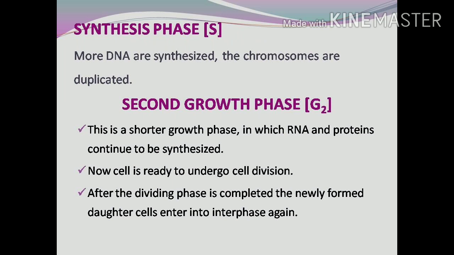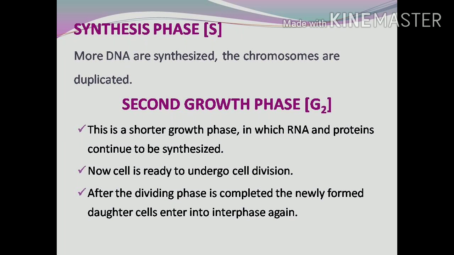Next, the synthesis phase, or S. More DNA is synthesized and the chromosomes are duplicated. In the synthesis phase, DNA is synthesized and chromosomes are duplicated. Here also replication of DNA takes place. So that is the synthesis phase. It is called the S phase.